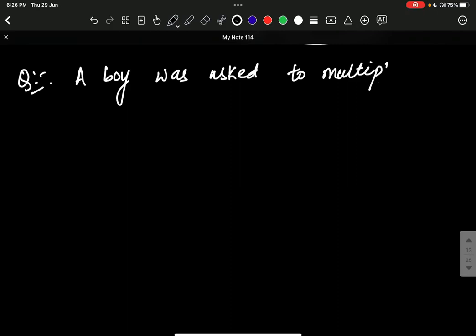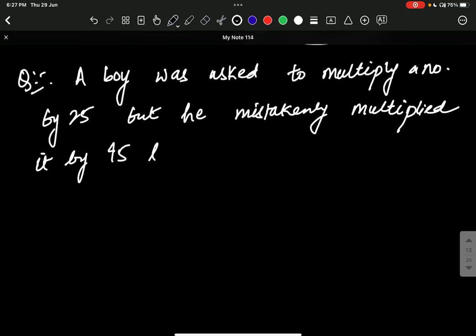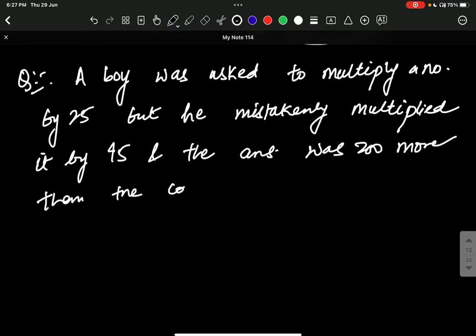ये भी अच्छा क्वेश्चन है। यू हैव टू मेक द इक्वेशंस एंड देन यू हैव टू डू इट। सपोजिटली a boy was asked to multiply a number by 25, but he mistakenly multiplied it by 45 and the answer was 200 more than the correct answer. What was the number?